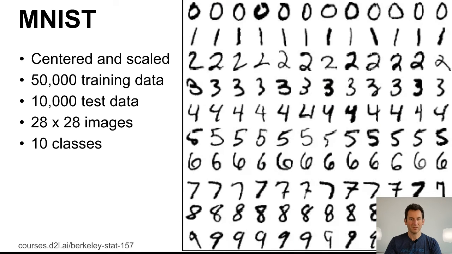So MNIST was a data set that was engineered specifically for that purpose. This consisted of centered and scaled images, 60,000 training data and 10,000 test data at a resolution of 28 by 28 pixels. There were 10 classes because, well, there are 10 digits. And these digits were realistic digits, as in obtained by looking at letters and actually segmenting them appropriately.